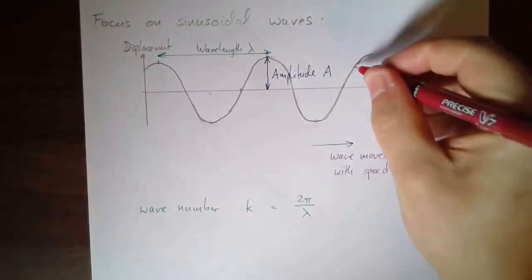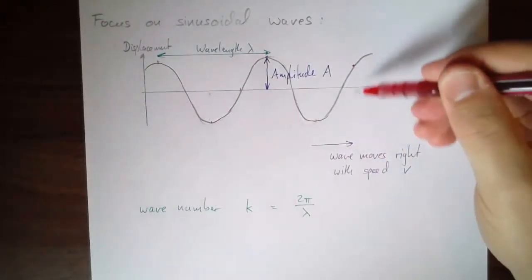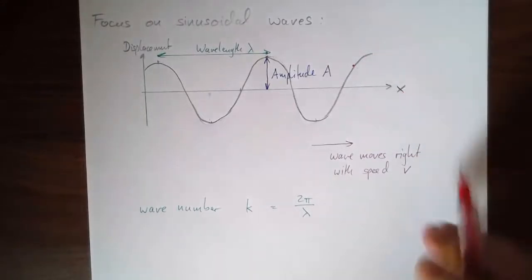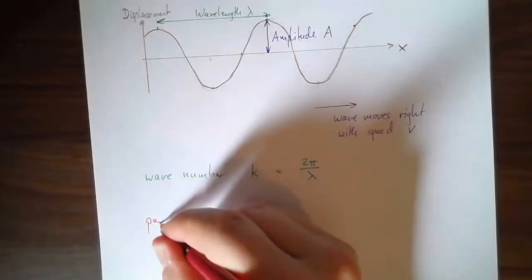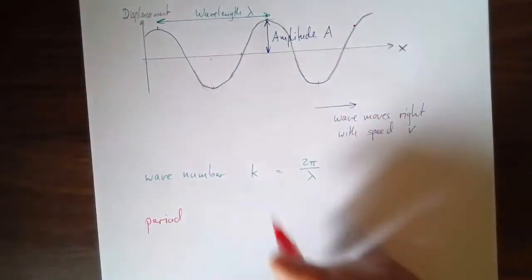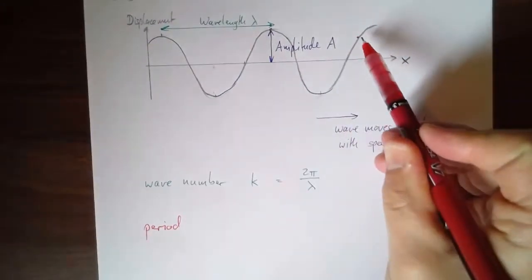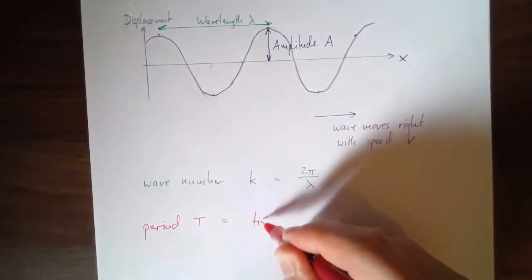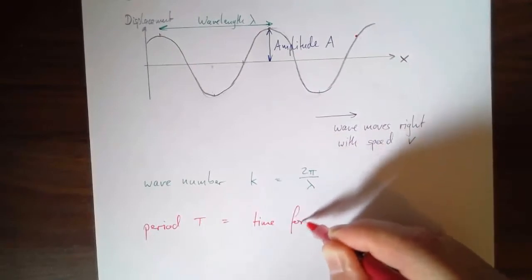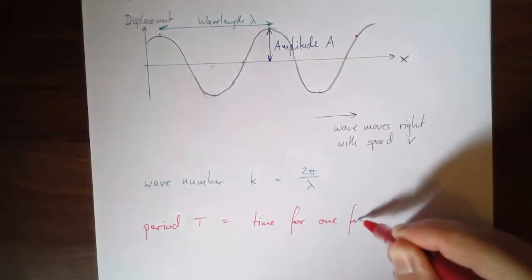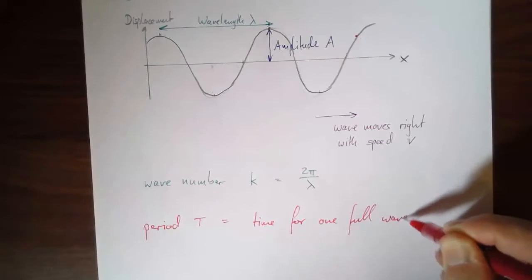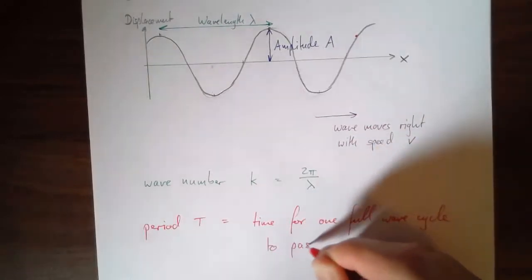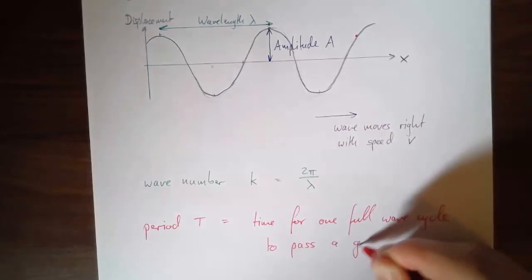Imagine you put your rubber duck here, and it's ocean waves, and the rubber duck moves up and down, and it's going to do simple harmonic motion. Period is the time it takes for one full cycle at a given point. Period T is the time for one full wave cycle to pass a given point.